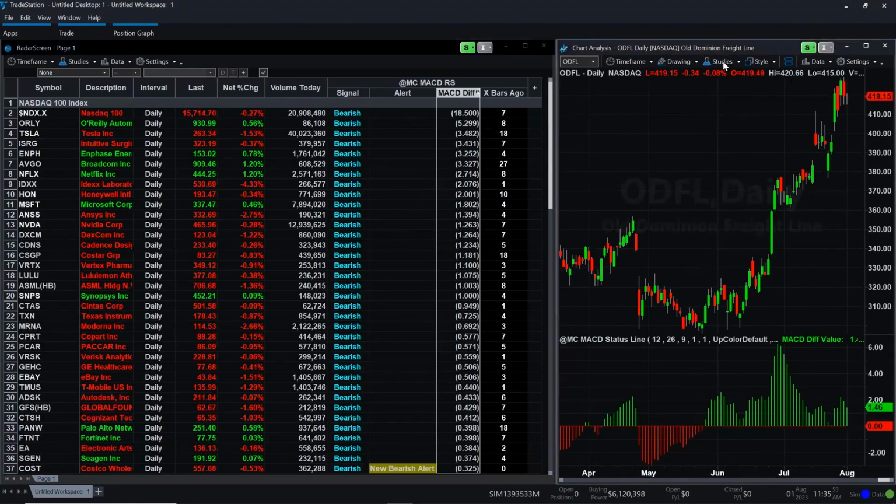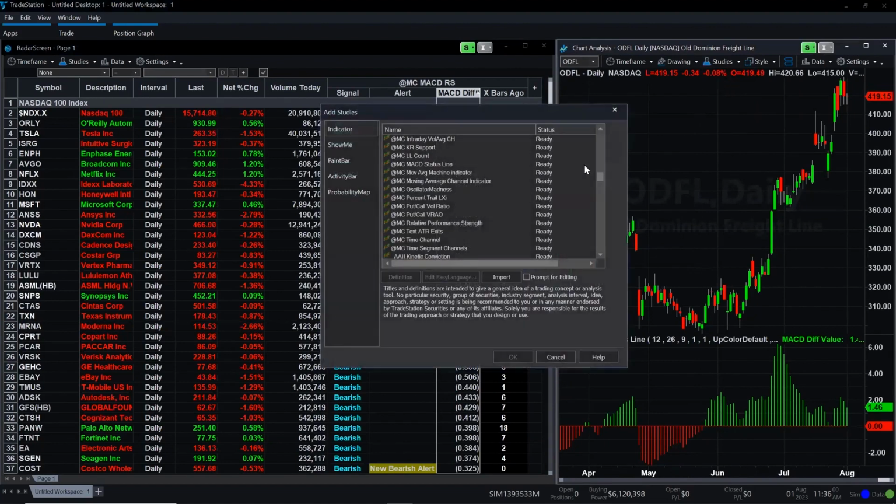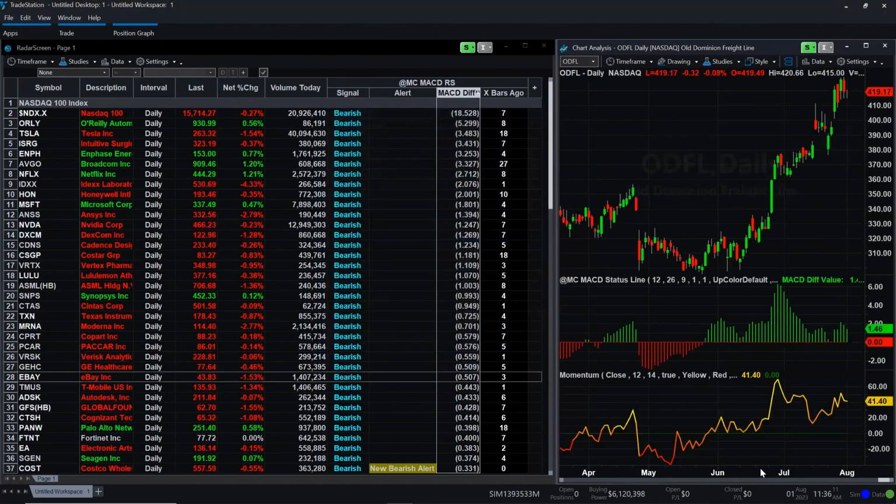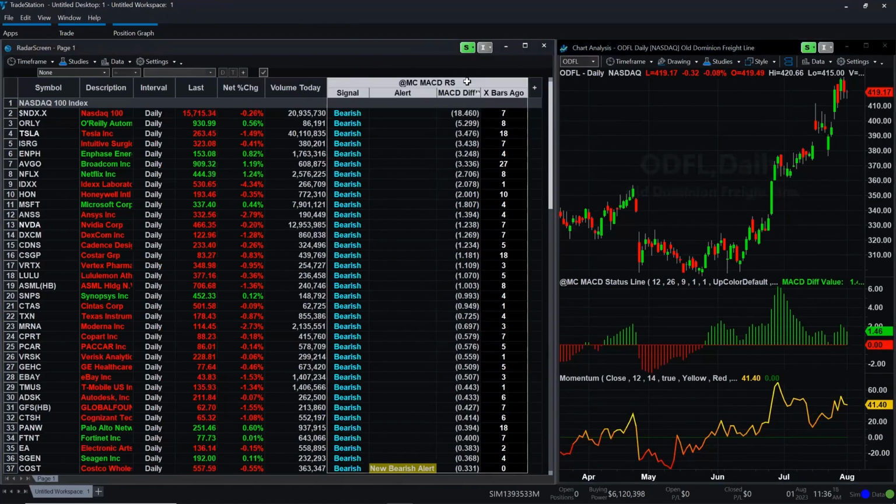I'm going to go to studies, add studies, momentum studies. We have one that's built in. Let me show this to you and see what it looks like. It's called momentum. There we go. That's what we see, momentum, right here at the bottom. Let me also add momentum right here to my radar screen.